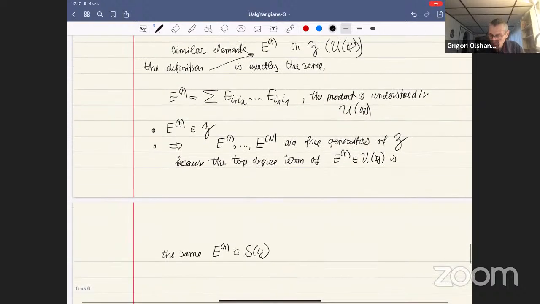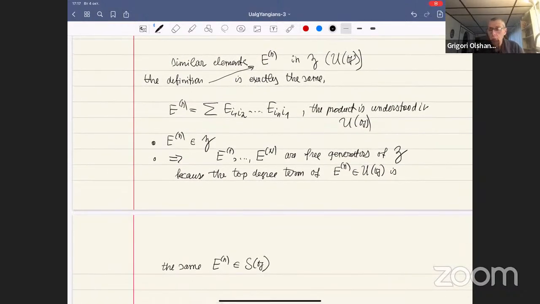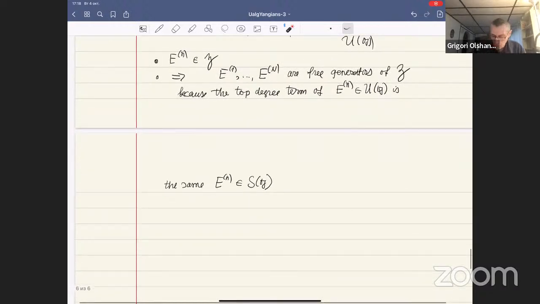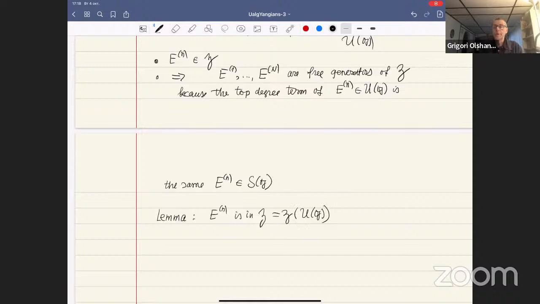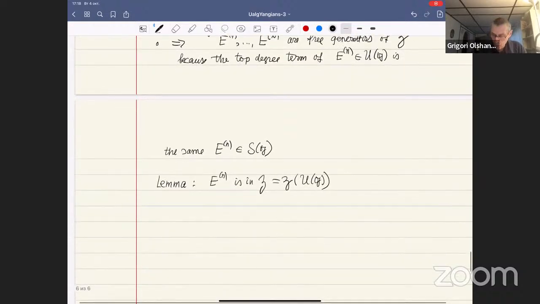So now we have to prove what is non-evident. The non-evident is why these elements are in the center. The top degree components are in the center of the symmetric algebra, but this does not mean that these elements themselves are also central, but one can prove this. So, lemma. This is my shorthand notation for the center of the universal enveloping algebra. How to prove this result?